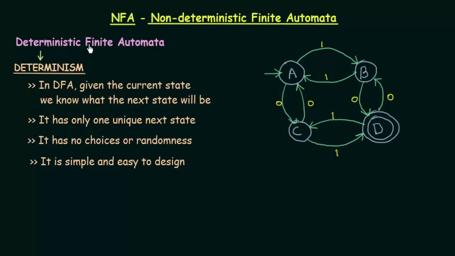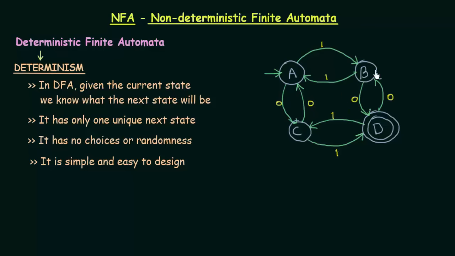Here we have our deterministic finite automata, which we have already studied before and discussed many examples of. I have taken a diagram of a DFA, which we have already discussed, and we will be using this diagram as a reference. The word deterministic comes from the word determinism. So from the word itself, we should understand that it is already determined, or we have an assurance. And of what do we have an assurance? In a DFA, given the current state, we know what the next state will be.